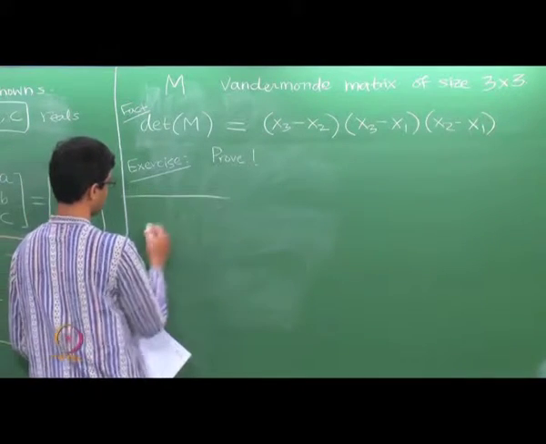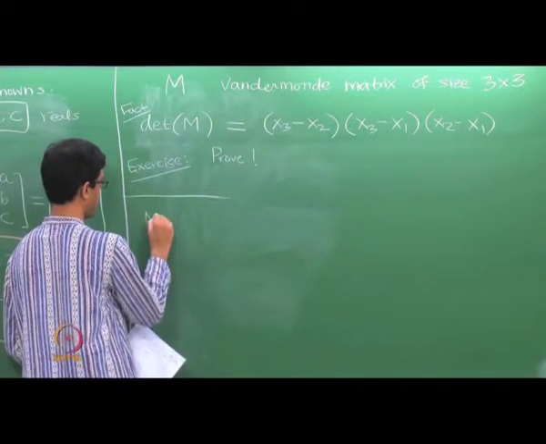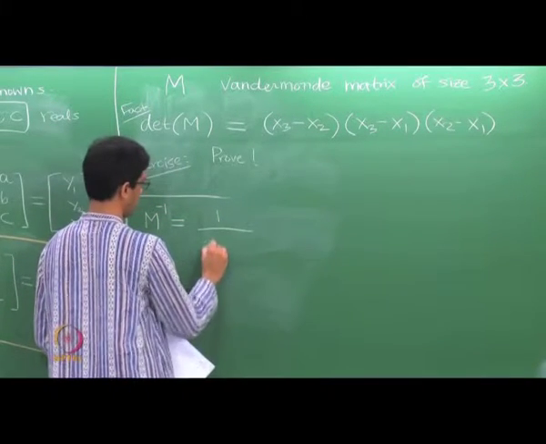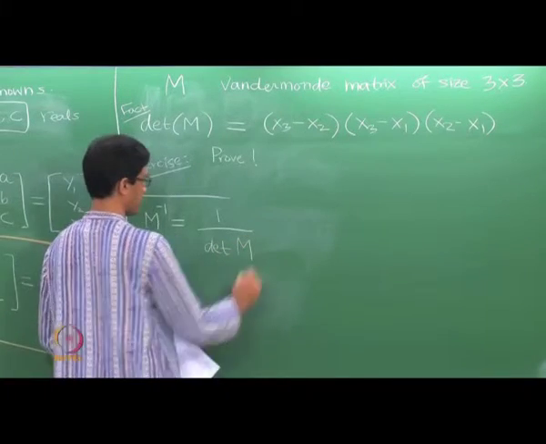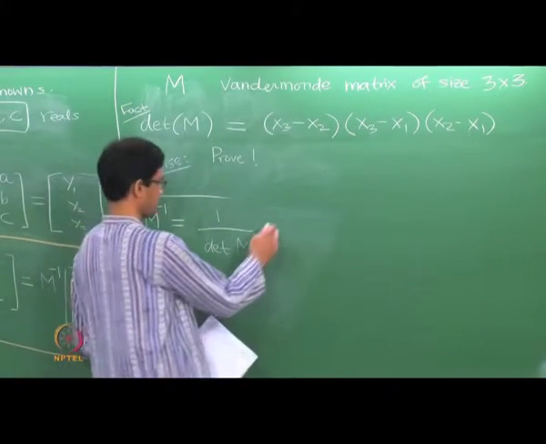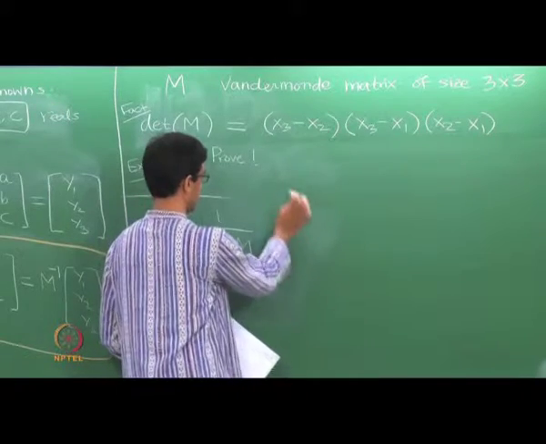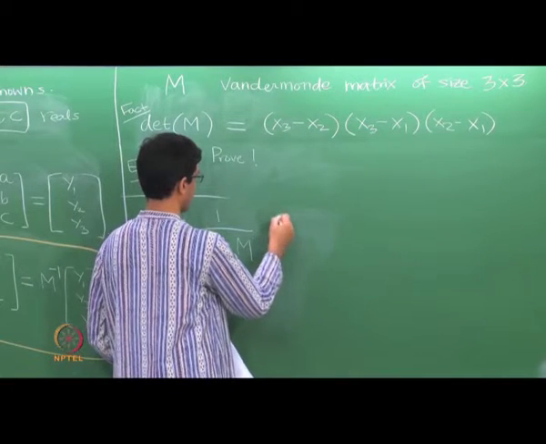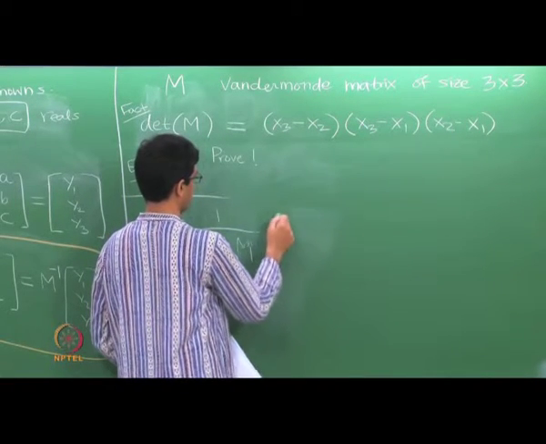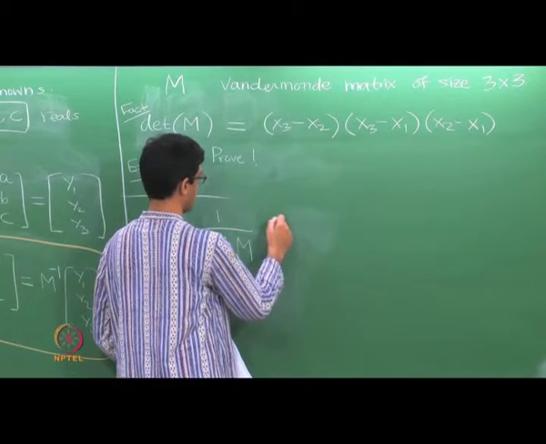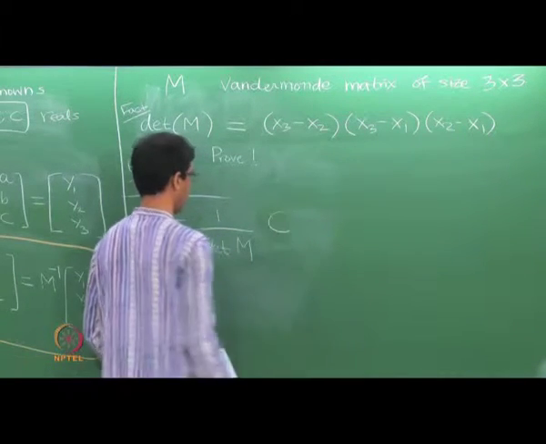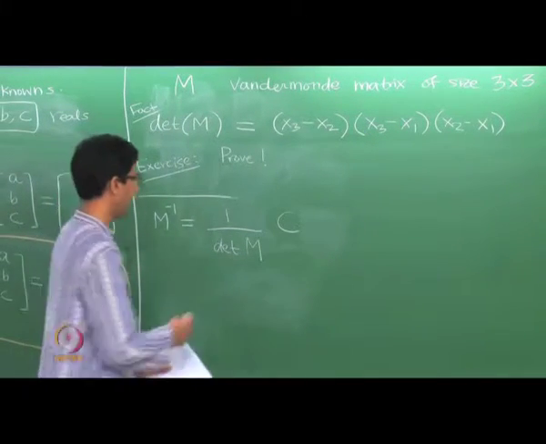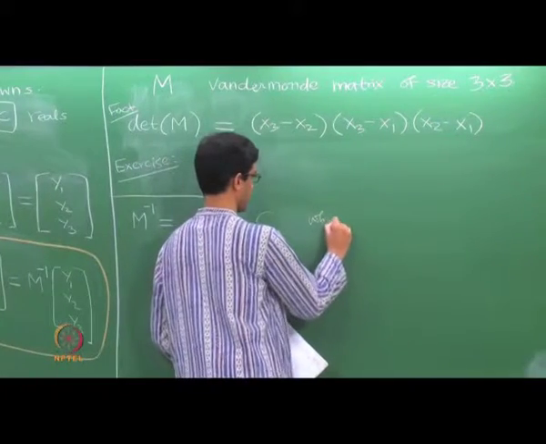So the prescription for the inverse is the following. How do we compute M inverse? M inverse is, as before, 1 by the determinant times another matrix here. Now this matrix over here is sometimes called the cofactor matrix, or the adjoint. Let's call it C for now. So it's 1 by determinant times a matrix C, where what is this matrix C?